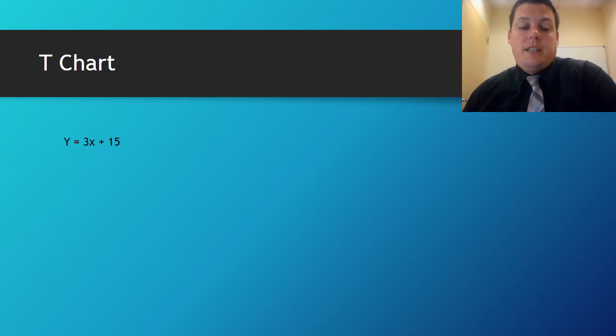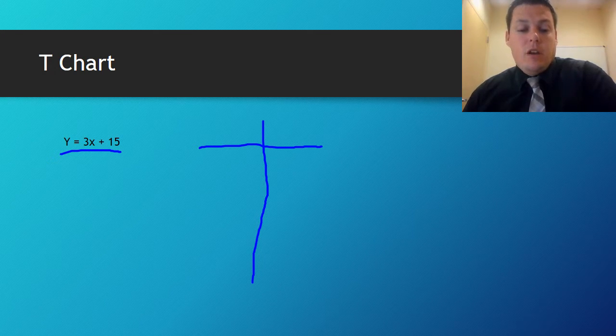It also helps to create T-charts. And a T-chart is something that will help you give coordinates. So if you're given an equation and you have to plot that equation, you're always going to label one part of your T-graph X, and the other one is going to be your Y, or your equation. So in this case, it's going to be Y equals 3x plus 15. So I'm just going to start with 0. You can start with whatever number you like, but I'm going to start with 0.